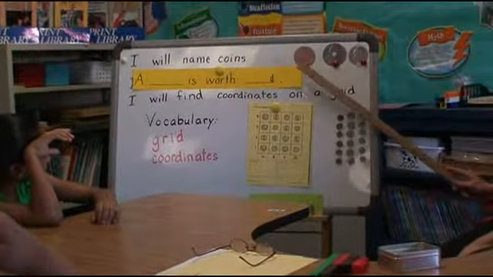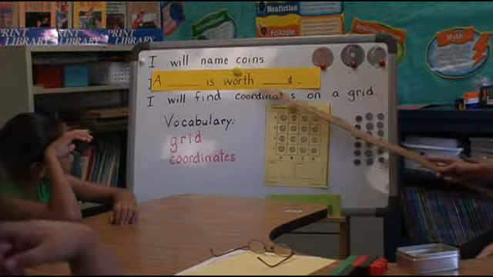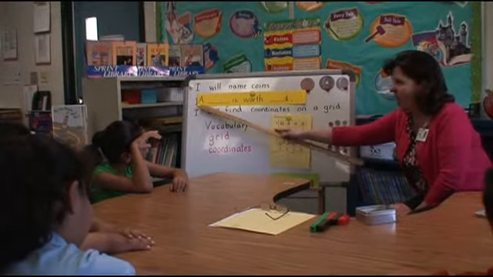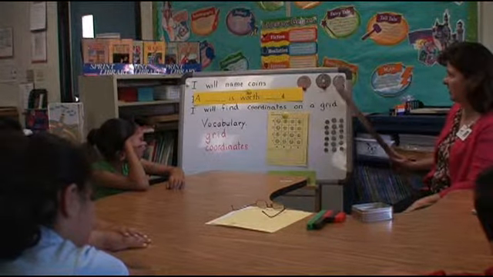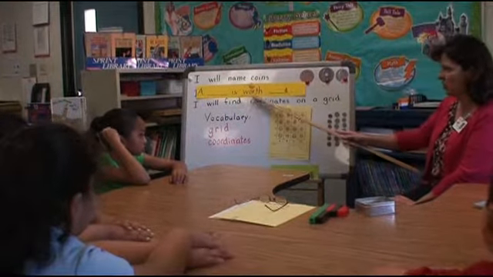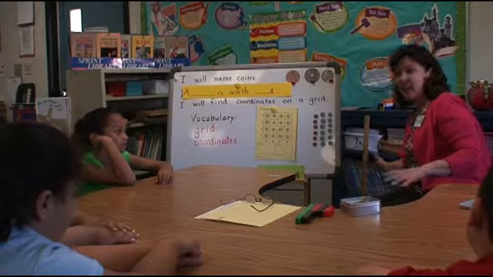So we're going to start with a penny. Ready? A penny is worth 1 cent. Next is our nickel. A nickel is worth 5 cents. And really loud for our dime. A dime is worth 10 cents. We need that information today to play our game.